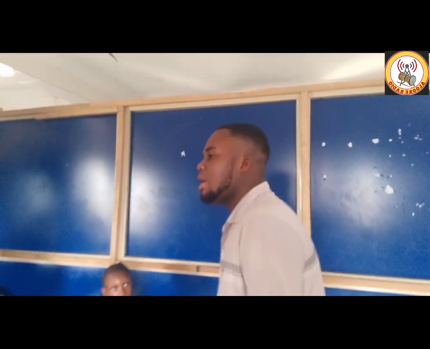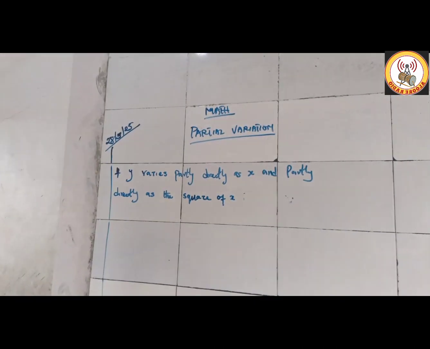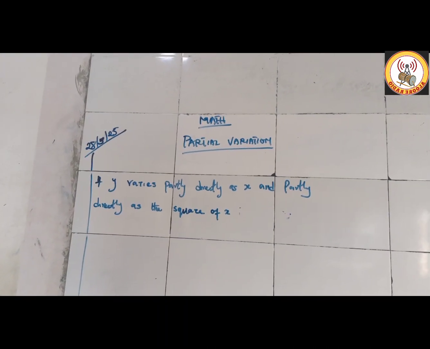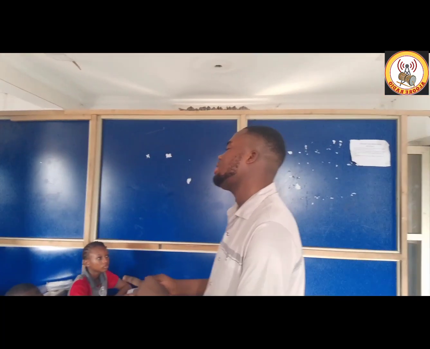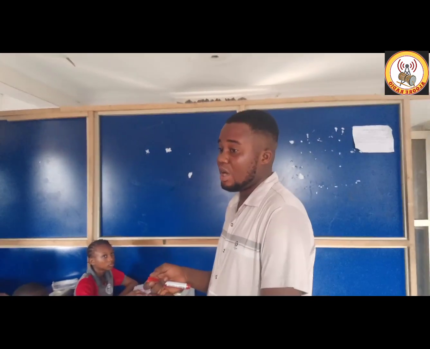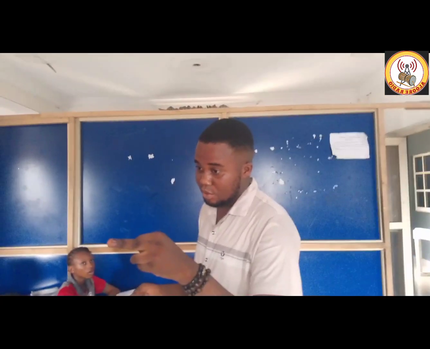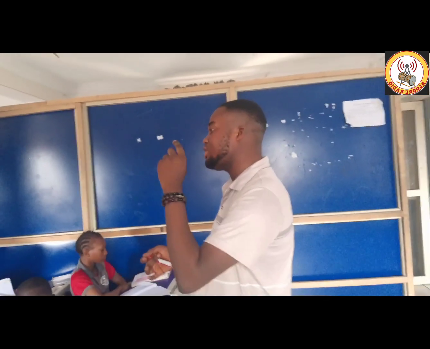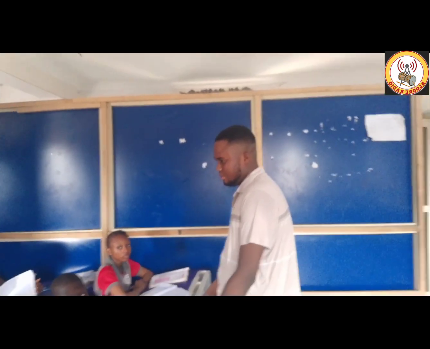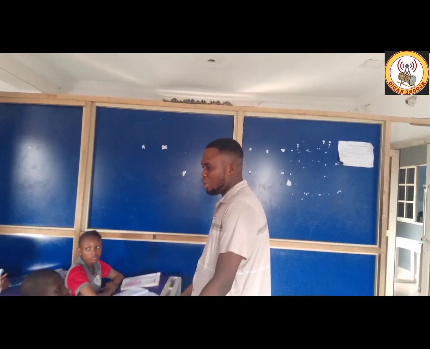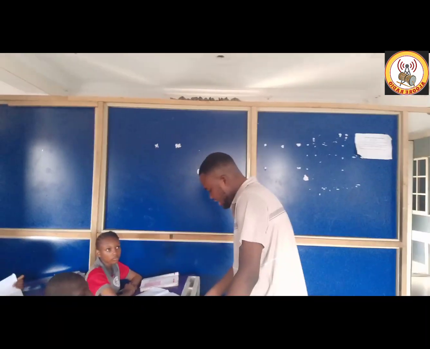Partial variation. Partial variation is having what? Two variables. Like your direct, inverse, and what? Right? But in direct variation, you have only one constant, right? Yes, sir. And when you're doing your inverse variation, you're having only one constant. Your constant K in your direct variation. When we're talking about partial variation, we are talking about two constants. Now, let's take this as an example.